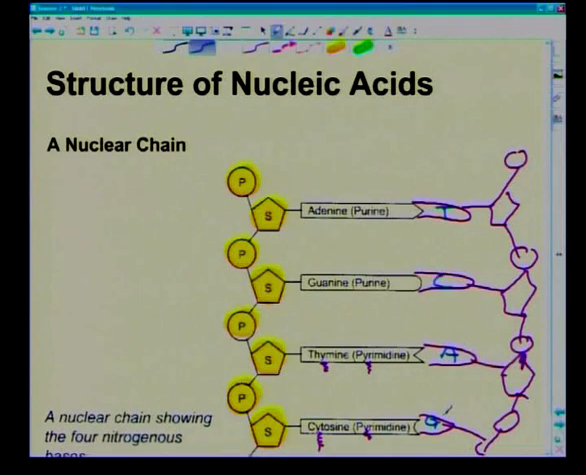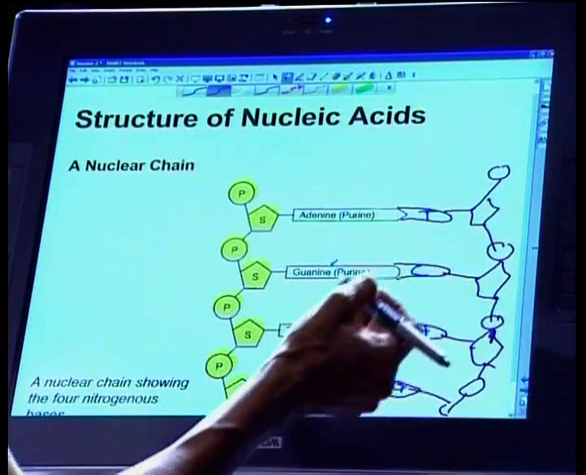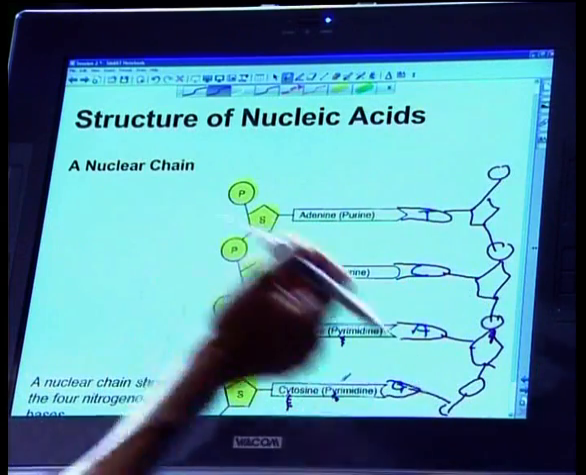So it's always purine, pyrimidine, purine, pyrimidine, pyrimidine, purine, pyrimidine, purine. Pyrimidines always bond with purines. Adenine to thymine and cytosine to guanine.